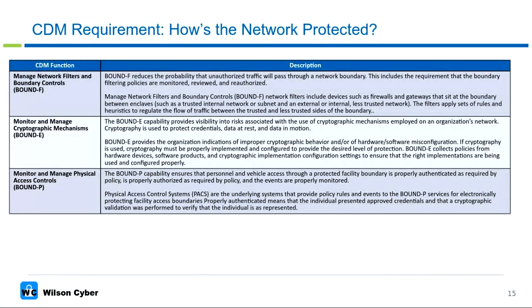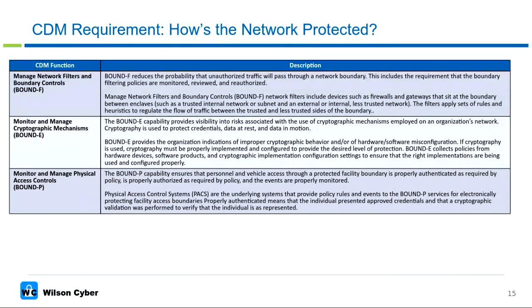So we'll start with bound F, reduces the probability that unauthorized traffic will pass through a network boundary. This includes a requirement that the boundary filtering policies are monitored, reviewed, and reauthorized. Managed network filters and boundary conditions include devices such as firewalls, gateways that sit at the boundary between enclaves, such as a trusted internal network or subnet and an external or internal less trusted network. The filters apply sets of rules and heuristics that regulate the flow of traffic between the trusted and less trusted sides of the boundary.